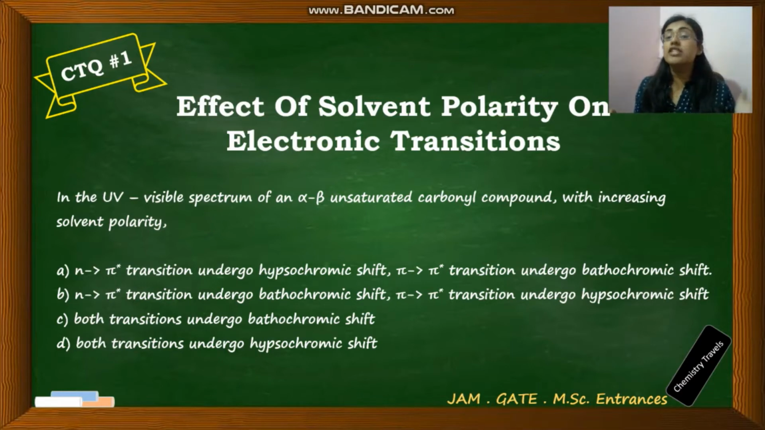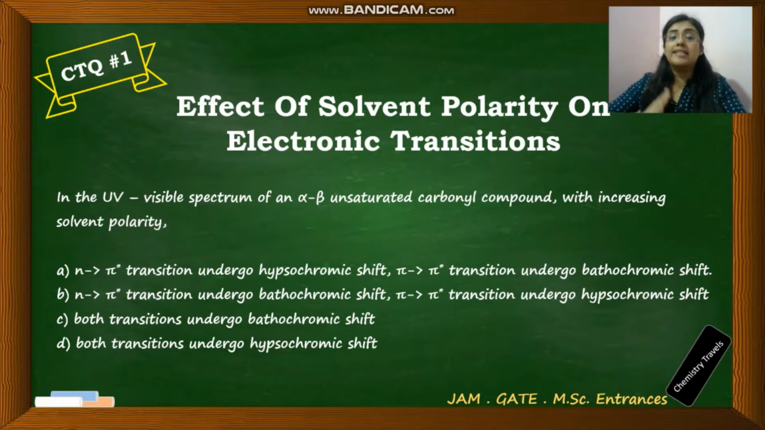So here let's look at the first CTQ question, which is from UV visible spectroscopy, and we'll be studying the effects of solvent polarity on electronic transitions. So the question says that in the UV visible spectrum of an alpha beta unsaturated carbonyl compound, with increase in solvent polarity, which of the four options is the right one?